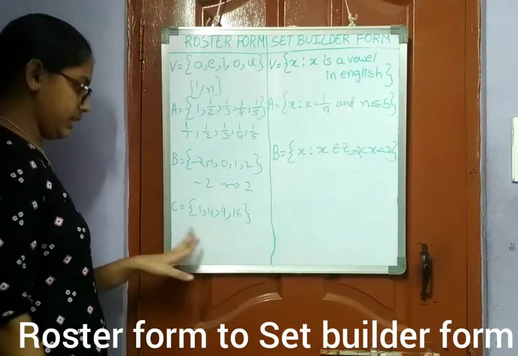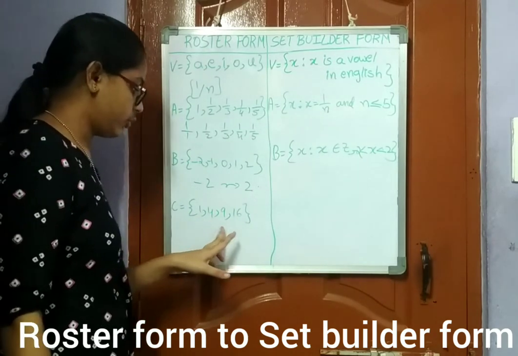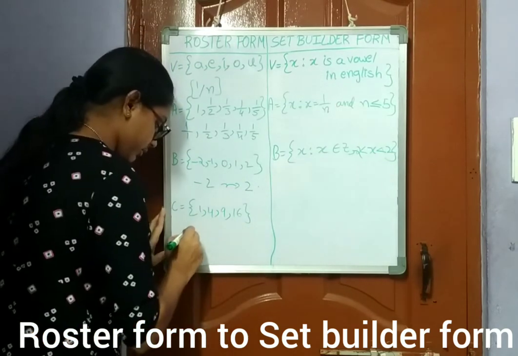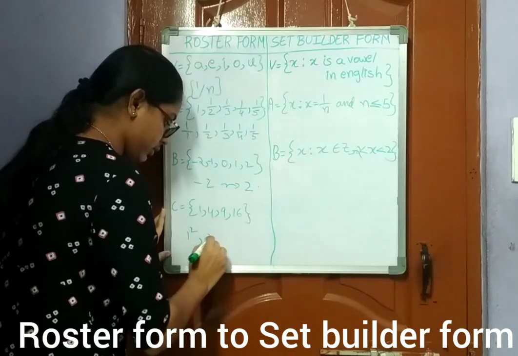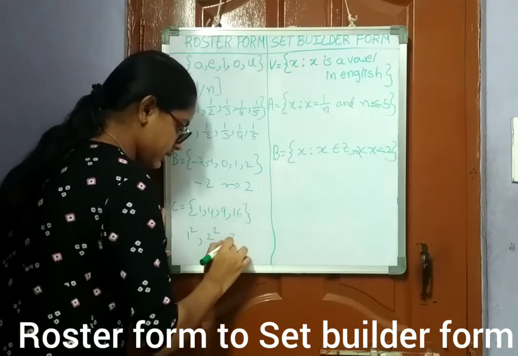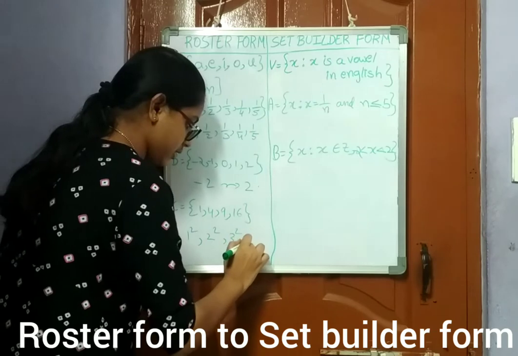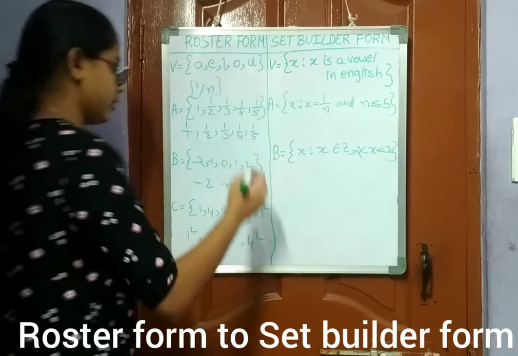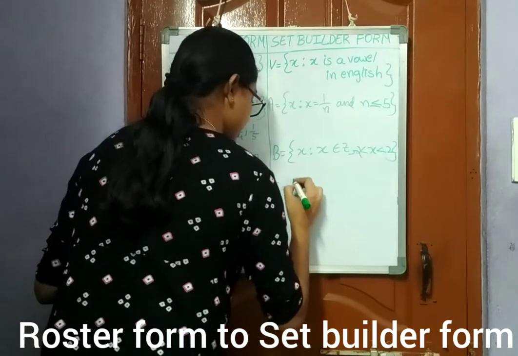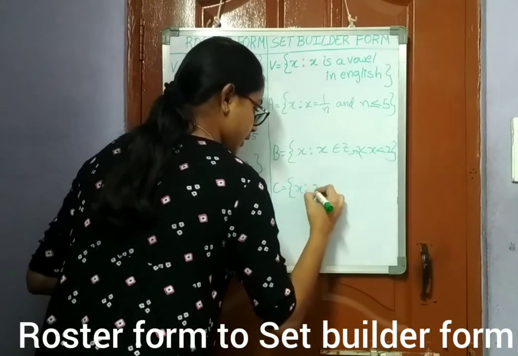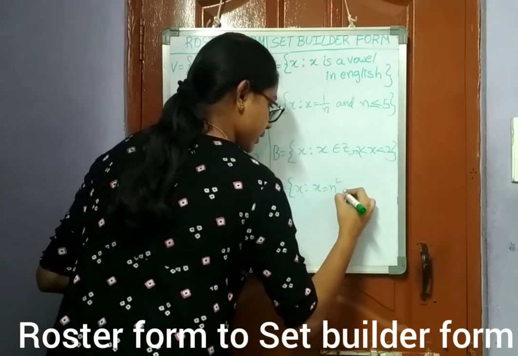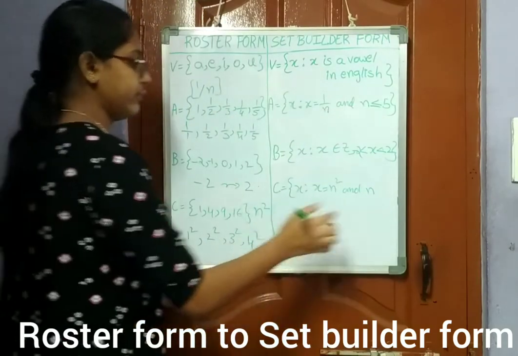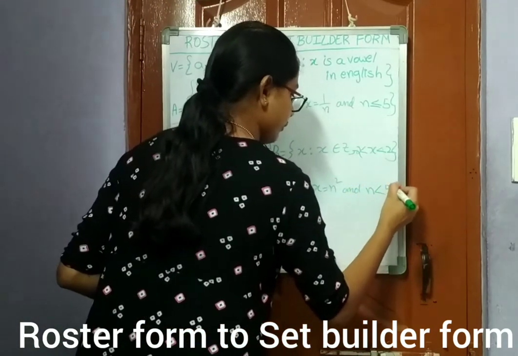And the last example, C, is 1, 4, 9 and 16. We can see a common pattern here. 1 is 1 square and 4 is 2 square. 9 is 3 square and 16 is 4 square. So, this is an n square pattern. So, the set builder form of C will be X such that X equals n square and n is 1 to 4, that is less than 5.